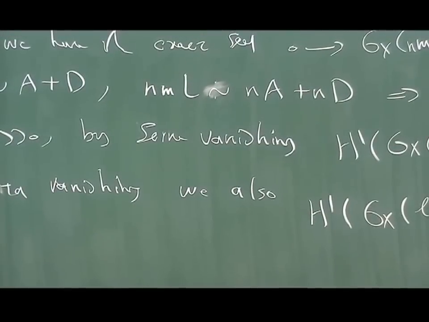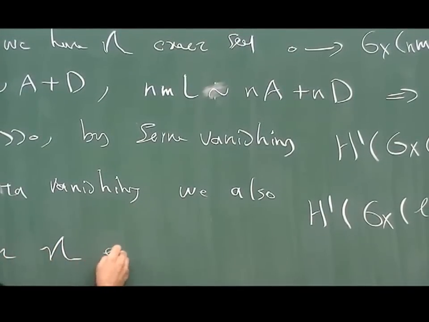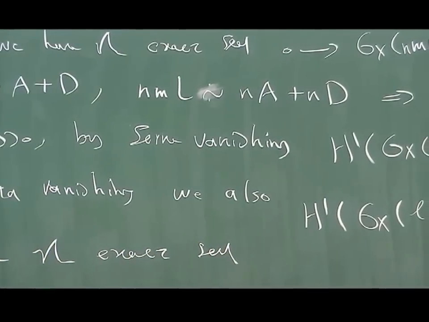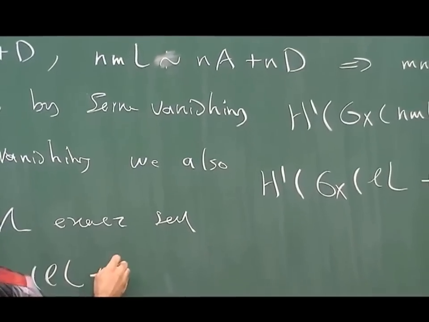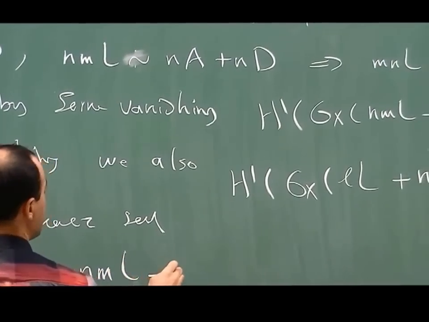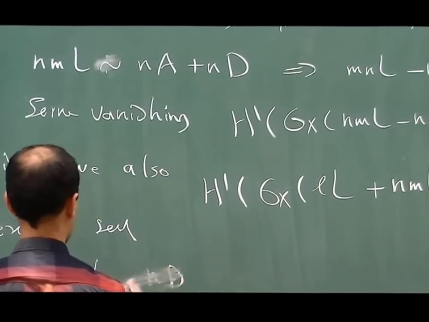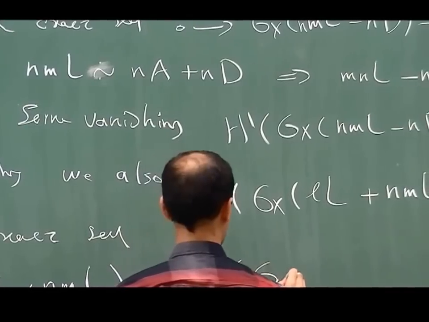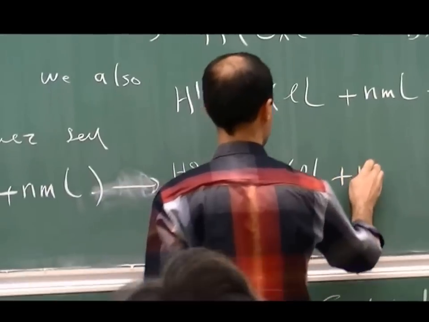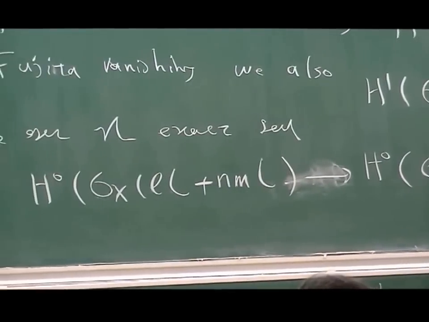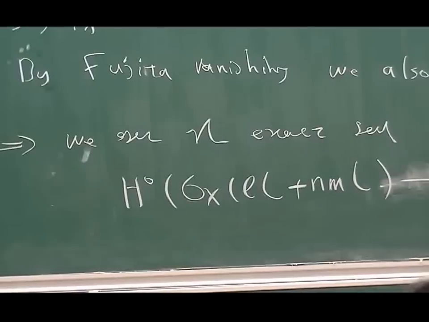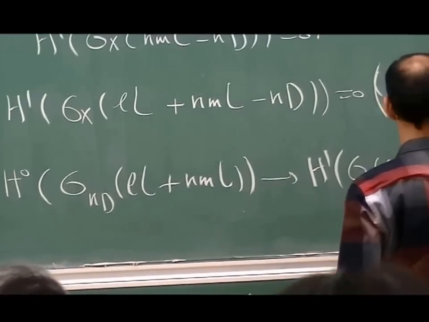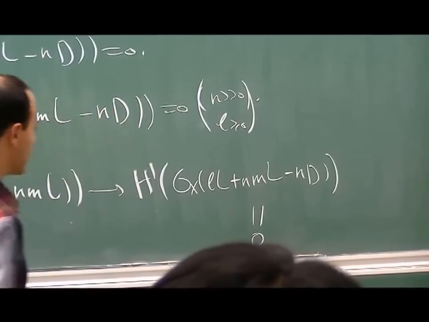Therefore, we get the exact sequence which reads as follows. We have the sections of L times L plus n times ml minus n times D on X, we have restriction to n times D, L times L plus n ml, and then finally we have H1 of this divided L times L plus n ml minus n. But as I told you, this is equal to zero.